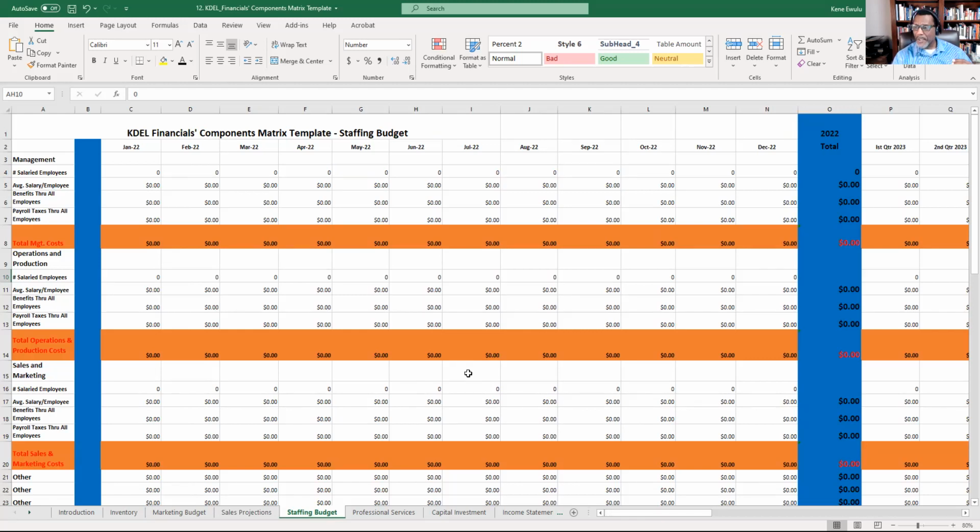As I said, people who want to give you money, loan you money, want to know exactly what you want to do with the money over a 5-year period. This template does that for you.